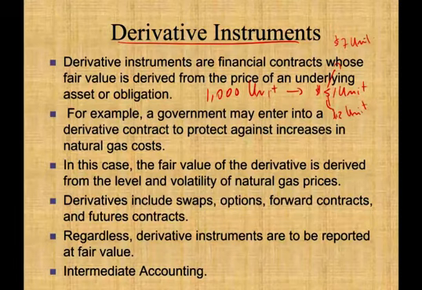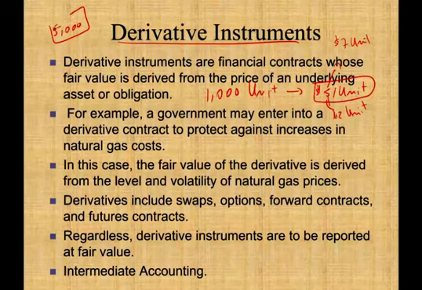So what would the government do? The government can enter into a derivative contract, basically finding someone that will guarantee the price of $5. This way, if they need 1,000 units at $5, they know they have to come up with $5,000. So they lock in their price. This is what a derivative is. They are trying to hedge themselves. In this case, the value of the derivative, which is the contract, is derived from the level and volatility of the natural gas prices. Now, if you bought this contract, let's assume the government paid $500 to purchase this contract.